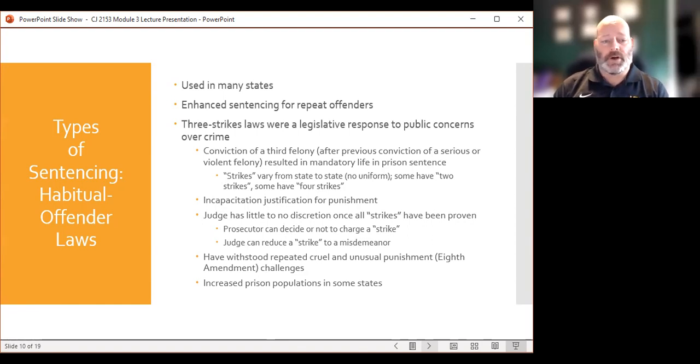So habitual offender laws have been challenged in the United States Supreme Court under cruel and unusual punishment challenges to the 8th Amendment and have withstood those challenges. But what habitual offender laws have done most certainly has increased prison populations in most, if not all, states that have habitual offender laws.